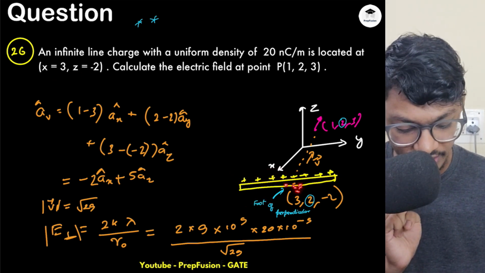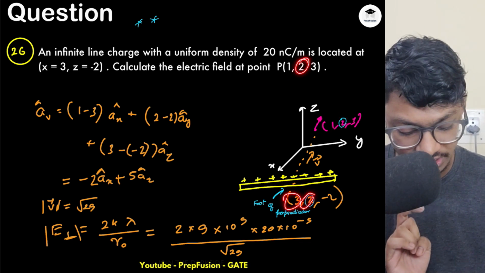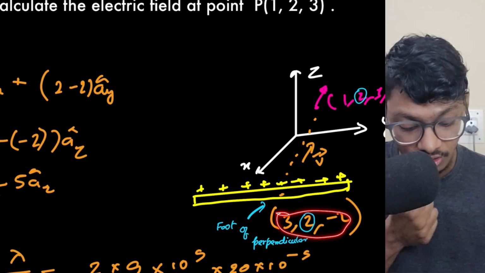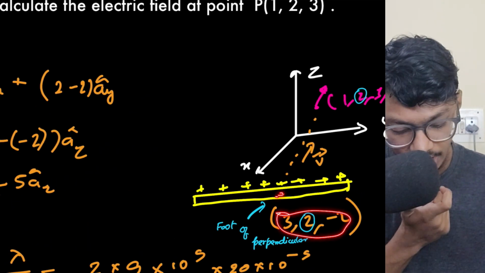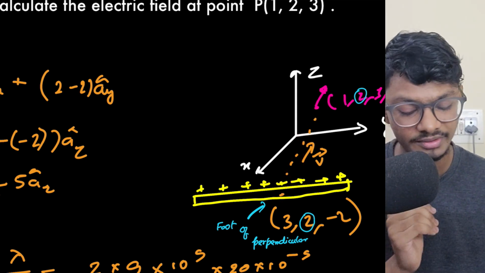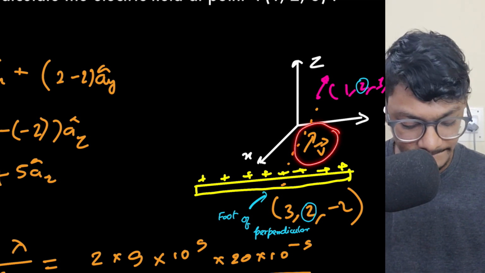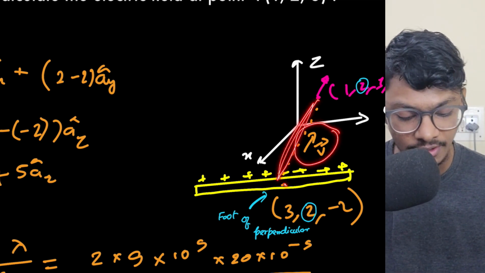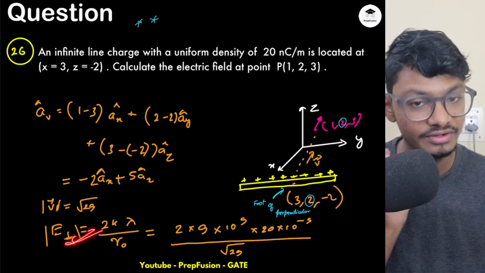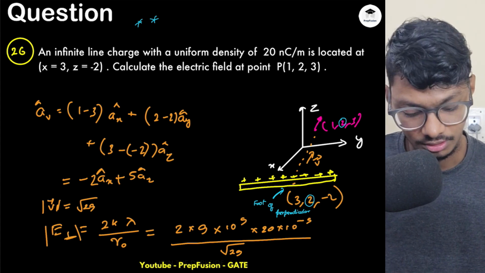So what is the y component? Y will be the same as the point that is given here. Y is 2, so this should also be 2. All the other points are already given here, 3, minus 2. So I have got the midpoint of this rod, and I will connect these 2 points. This point will be the foot of the perpendicular. So the V vector is the line joining the foot of the perpendicular and the point. In this direction only my perpendicular electric field will lie.